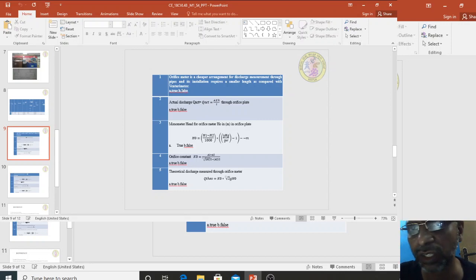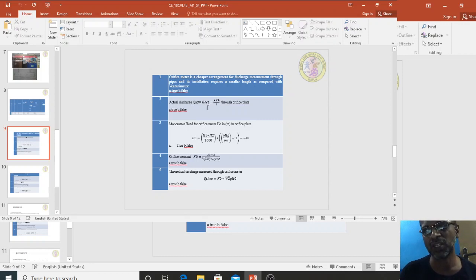Coming to the multiple choice questions: the orifice meter is a cheaper arrangement for discharge measurement through a pipe, and its installation requires a small length as compared with the Venturi meter. Whether the statement is true or false. Option A is true. Actual discharge Q actual is equal to AH by T through the orifice plate. Our answer is option A, because Q actual will be determined using AH by T, whereas Q theoretical will be determined using K naught into root 2GH.